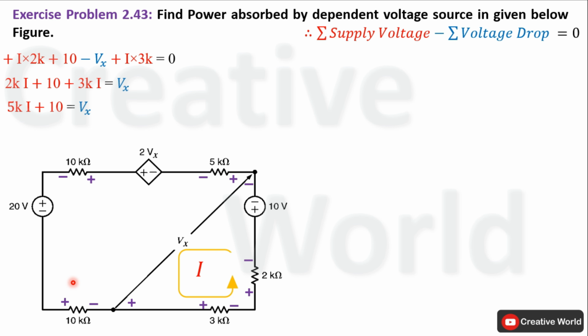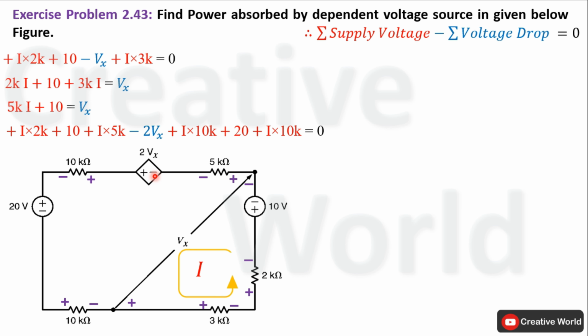Now write KVL equation for this closed loop. Start from 2 kilo ohm resistance. Current entering terminal is positive, so voltage across this 2 kilo ohm resistance, that is the product of current I and 2 kilo ohm, will be taken with positive sign. Next is voltage source. Current entering terminal is positive, so 10 volt will be taken with positive sign. Next is 5 kilo ohm resistance. Voltage across this 5 kilo ohm resistance, that is the product of I and 5K, will be taken with positive sign because current entering terminal is positive.